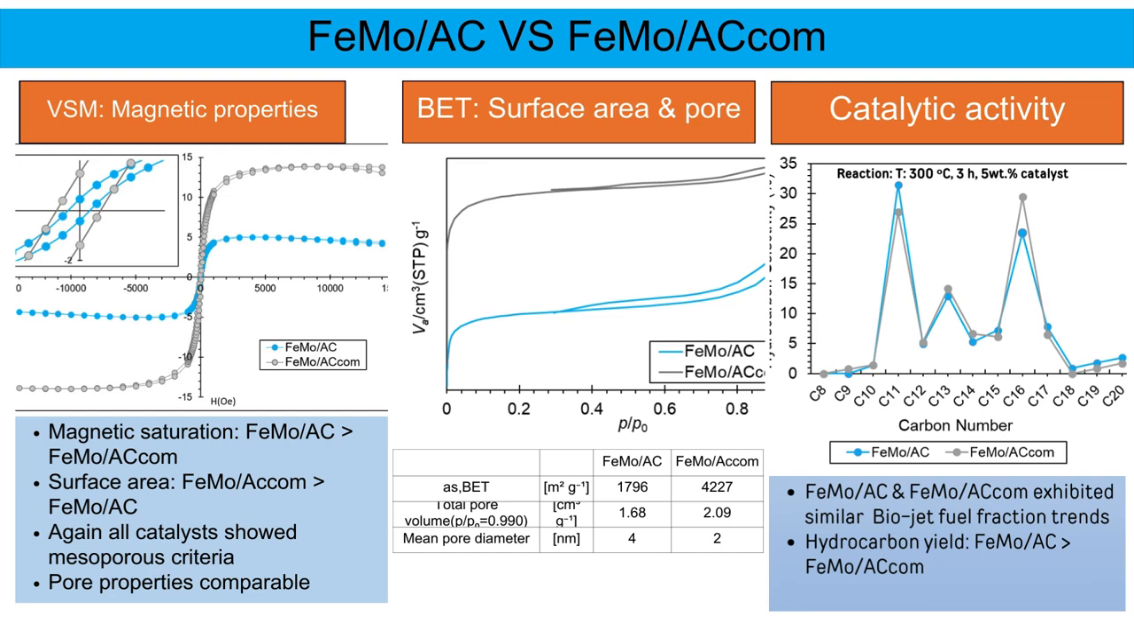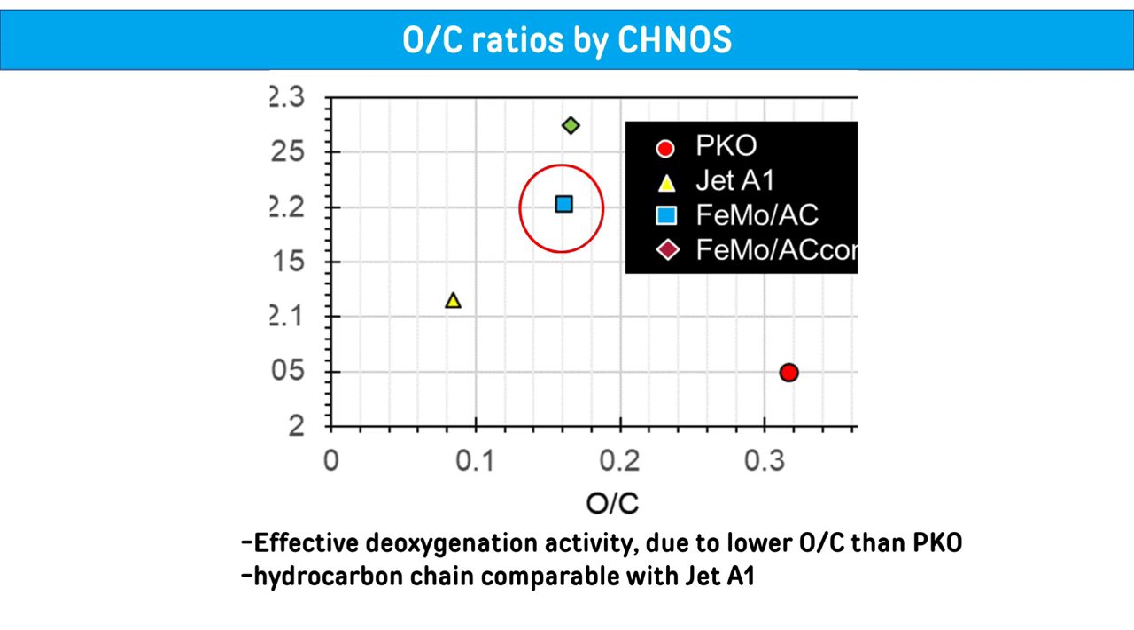In terms of surface area, the commercial FeMo supported on AC has a higher surface area, but possesses comparable pore size. In terms of catalytic activity, both catalysts exhibited similar BJF fraction trends, but overall, FeMo supported on AC has a higher hydrocarbon yield than the commercial counterpart. Based on CHNOS studies, biojet fuel produced showed lower oxygenate species, which can be comparable to Jet A1 standard fuel.